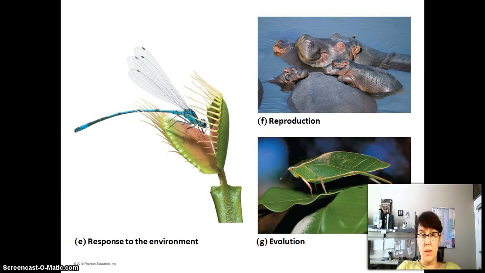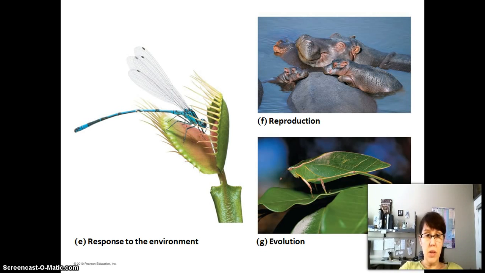All organisms have a response to the environment, and I love this picture of a Venus flytrap eating a dragonfly. It's a little bit of a Photoshop, I'm sure, but the Venus flytrap is a great example of a plant that has to respond to its environment. These plants normally live in areas where there's not very much nitrogen in the soil, and so it's hard for them to grow because nitrogen is important for proteins.